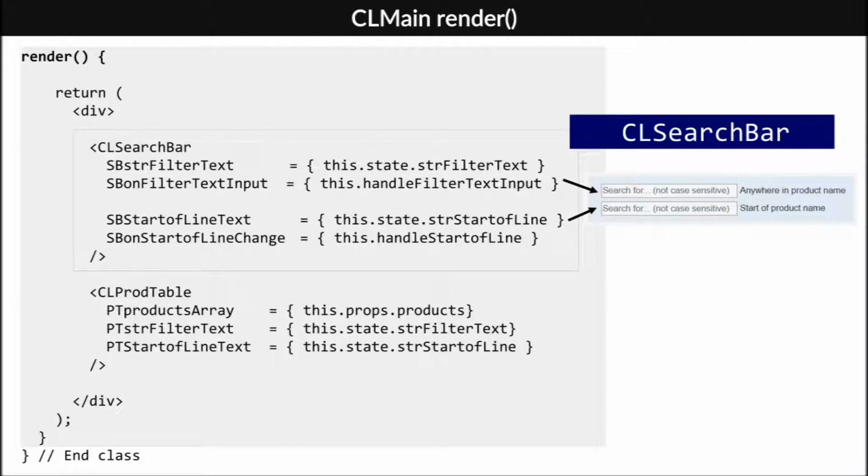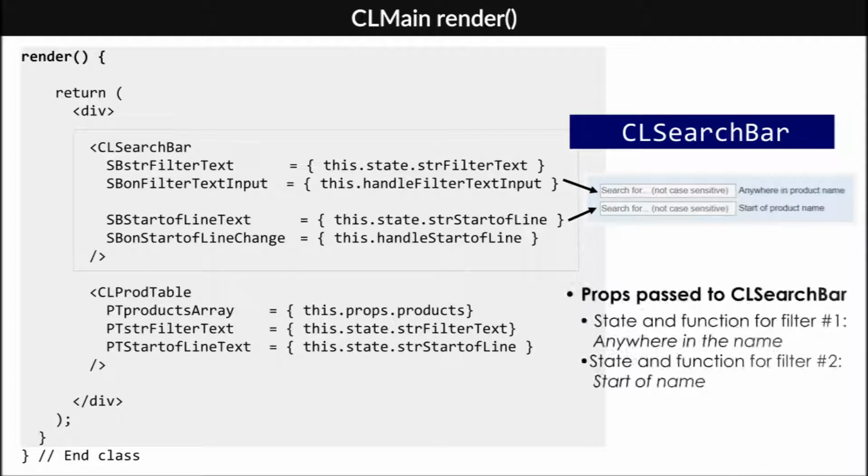Let's have a look at search bar. It is responsible for displaying and managing the two filter input fields where the user can type in the characters they want to cause the product list to be filtered. And you'll see there's actually four properties, I want to say parameters, being handed in to the single instance of CL search bar. Let's have a look at those properties. Props being passed into the CL search bar React component are the state fields and the functions to alter the state fields for each of those input fields.